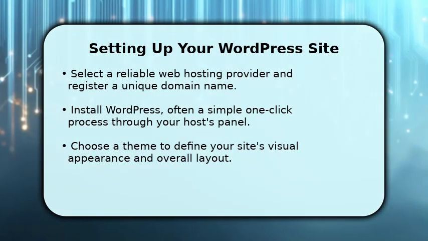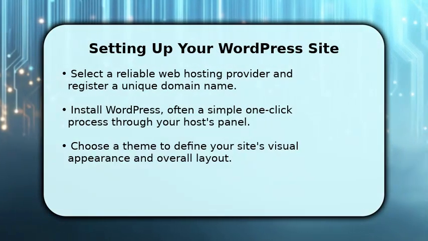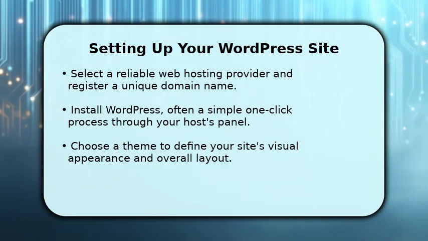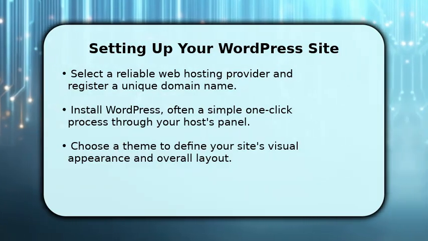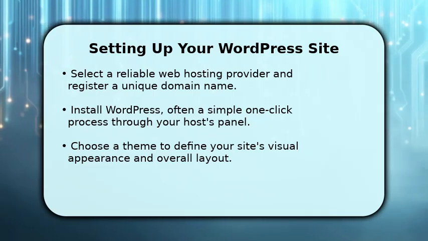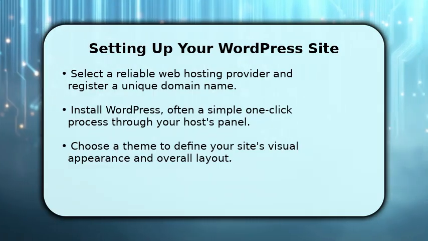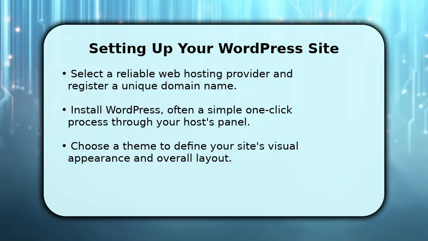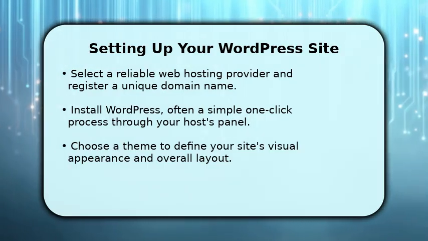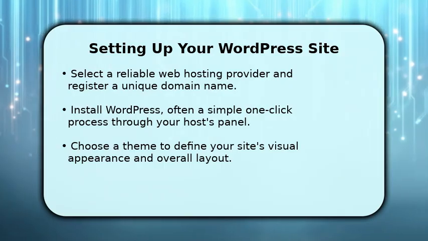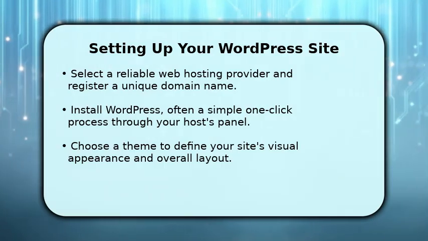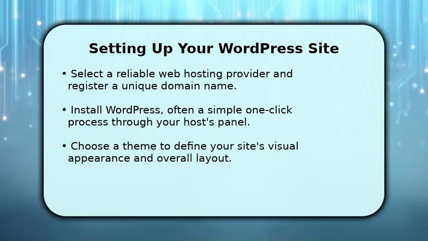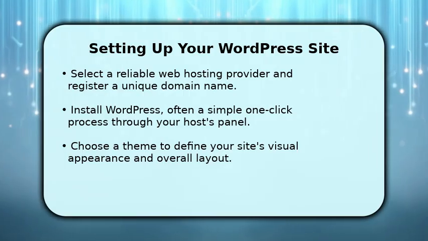Getting your WordPress site up and running begins with two crucial steps: selecting a web host and registering your domain name. Your host stores your website files, and your domain is its address on the internet. Most hosting providers offer a straightforward one-click WordPress installation, making the setup process incredibly simple. After installation, you'll choose a theme, which acts as the foundation for your site's design and layout.